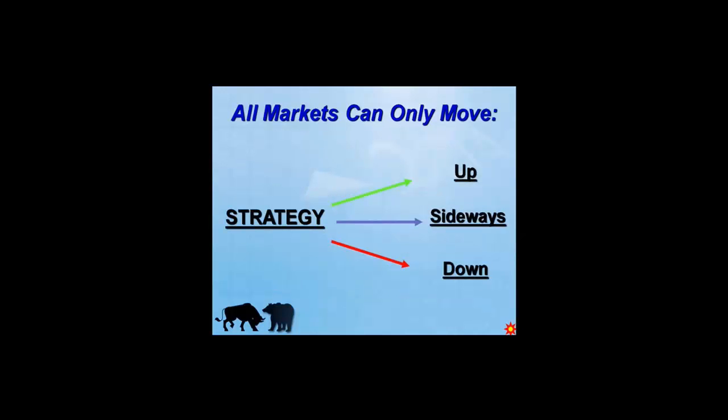Now, all markets move up, down, and sideways, and we have to determine what the market is doing, especially when the market's going sideways. Support and resistance are going to help us sell at resistance, buy at support, and obviously when it's going up and down, the support and resistance levels are going to help us determine limits and stops.